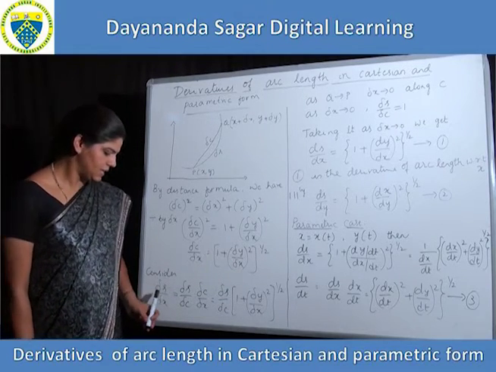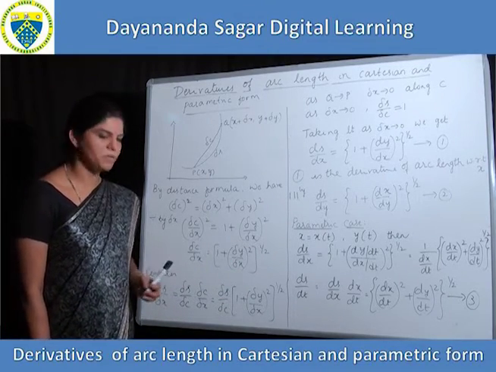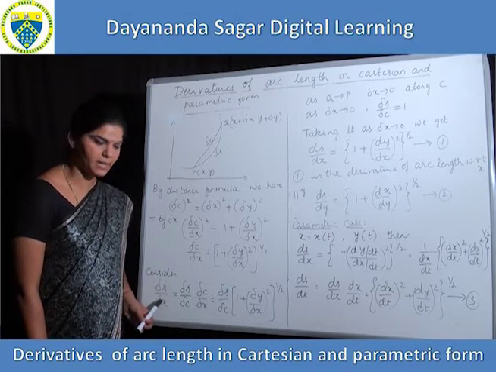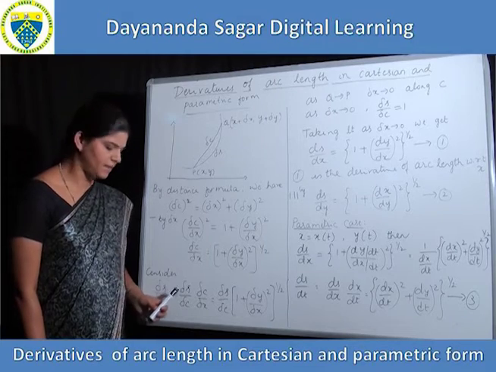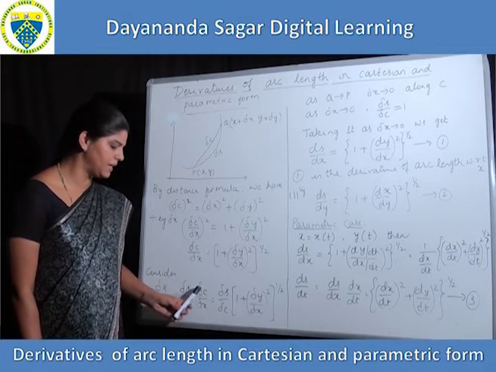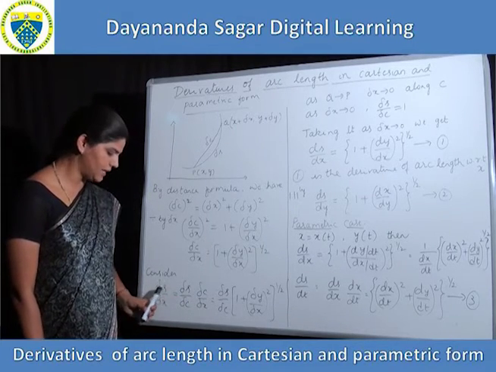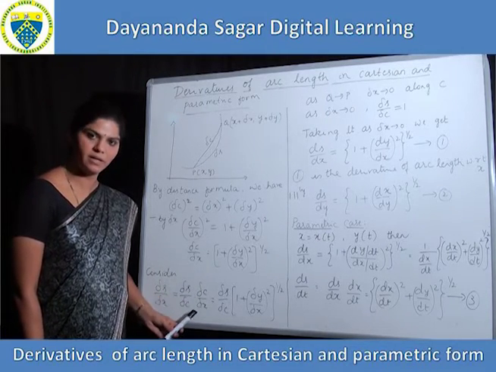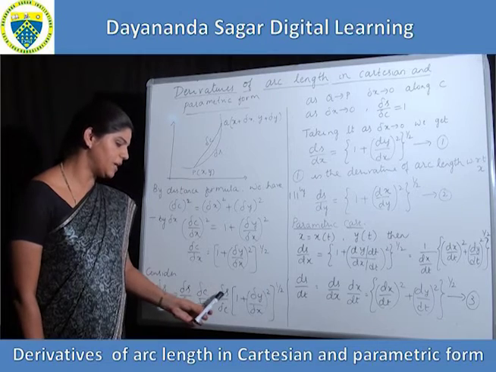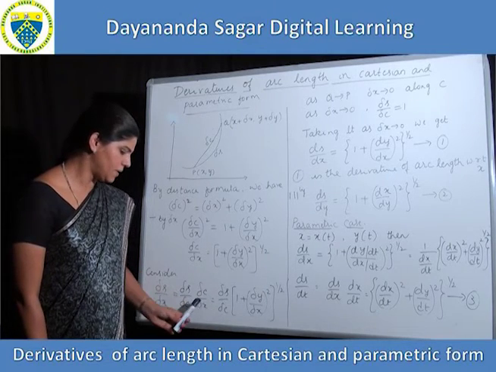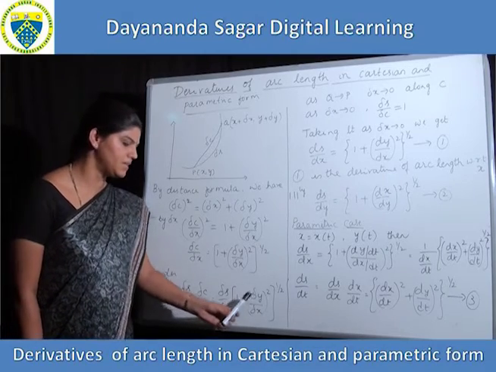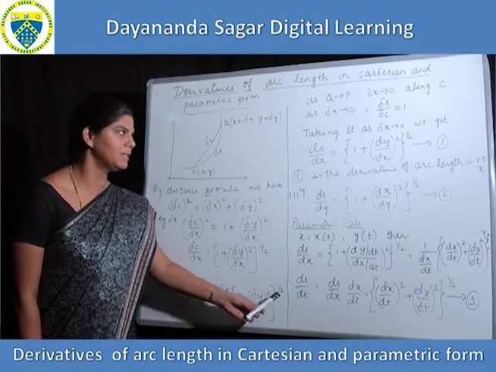Now, since we want to find the derivative of arc length with respect to x and y, let us consider delta S by delta x. By chain rule, delta S by delta x can be written as delta S by delta C into delta C by delta x. So that is equal to delta S by delta C into, substituting for delta C by delta x from the previous result, (1 plus (delta y by delta x) whole square) to the power half.